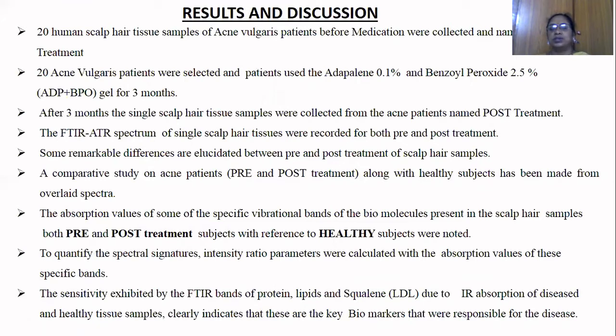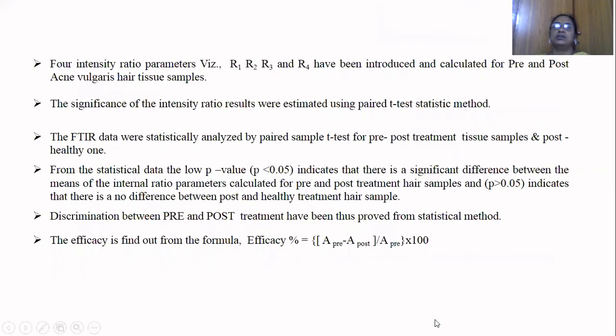This intensity ratio is calculated in order to rectify the error occurring due to the different thicknesses of the hair samples, as well as the pressure applied during the spectral recordings, and the sensitivity exhibited by the FTIR bands of the protein, lipids, and squalene due to the higher absorption of the diseased and healthy tissue samples. Therefore, these are the biomarkers that are responsible for the disease acne.